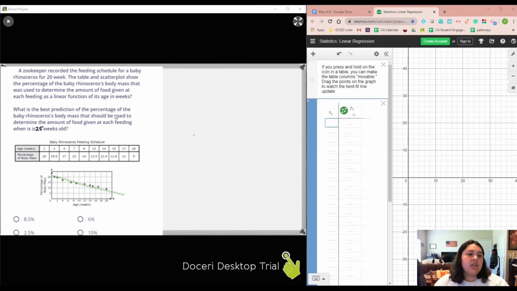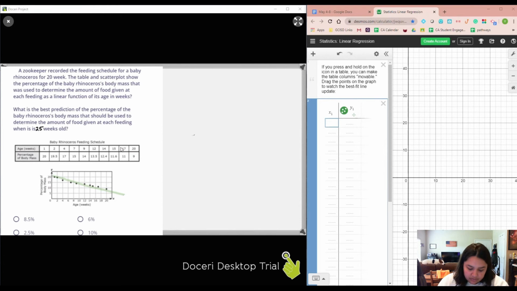Okay, so for this question, we have a zookeeper recorded the feeding schedule for a baby rhinoceros for 20 weeks. The table and scatter plot show the percentage of the baby rhinoceros's body mass that was used to determine the amount of food given at each feeding as a linear function of its age in weeks. Okay, what is the best prediction of the percentage of the baby rhinoceros's body mass that should be used to determine the amount of food given at each feeding when it is 25 weeks old?